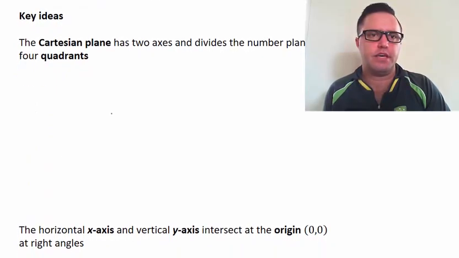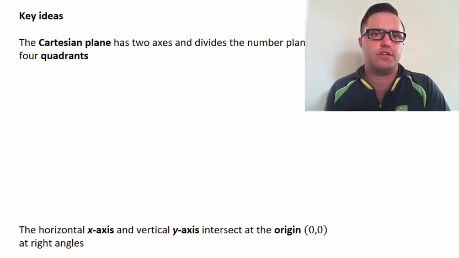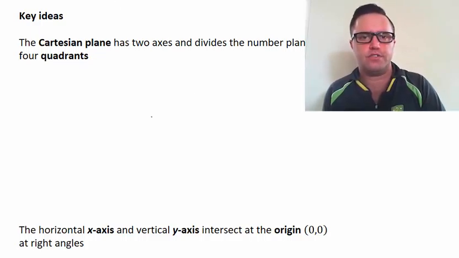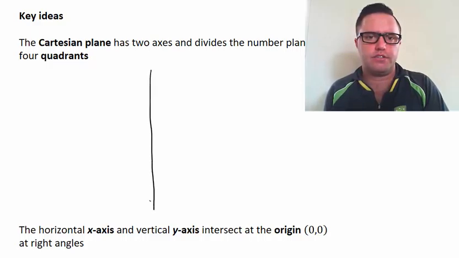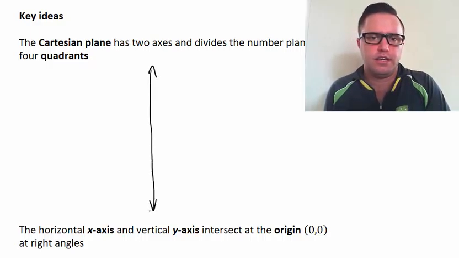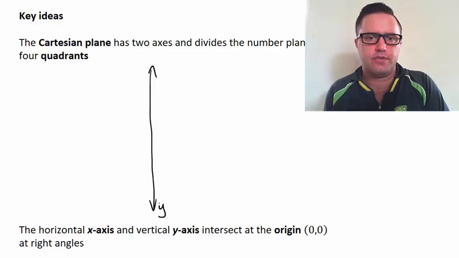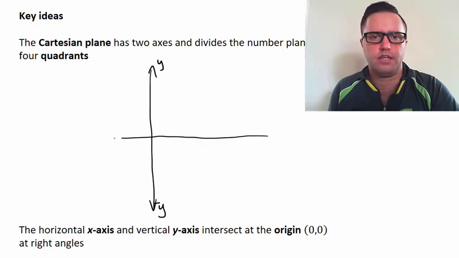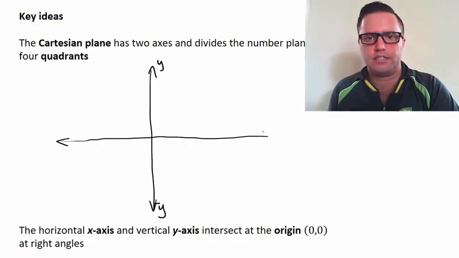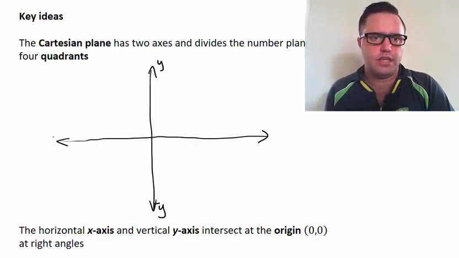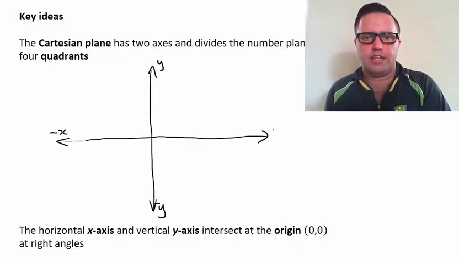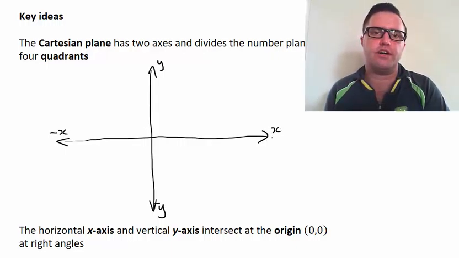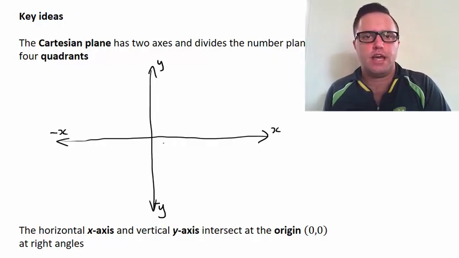Okay, quickly now, some key ideas. So the Cartesian plane has 2 axes and divides the number plane into 4 quadrants. So let's quickly draw ourselves a Cartesian plane here. So we've got 2 axes. This first one here, I've drawn the y-axis, so I've got negative y down this end and positive y up here, because across horizontally is the x-axis with negative x down this side and positive x on this side. So these obviously go out to infinity. That's what these little arrows mean.